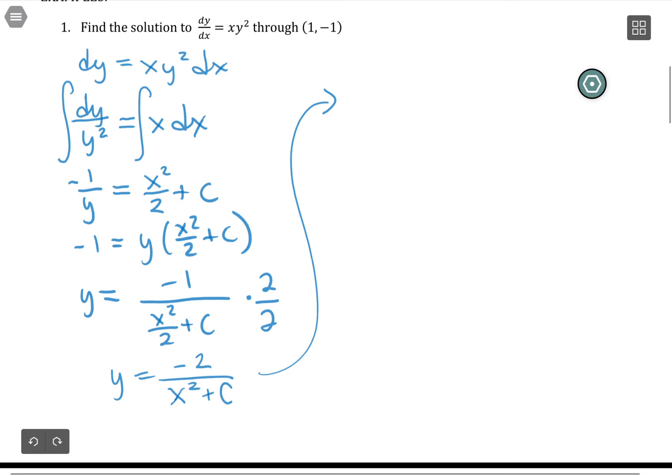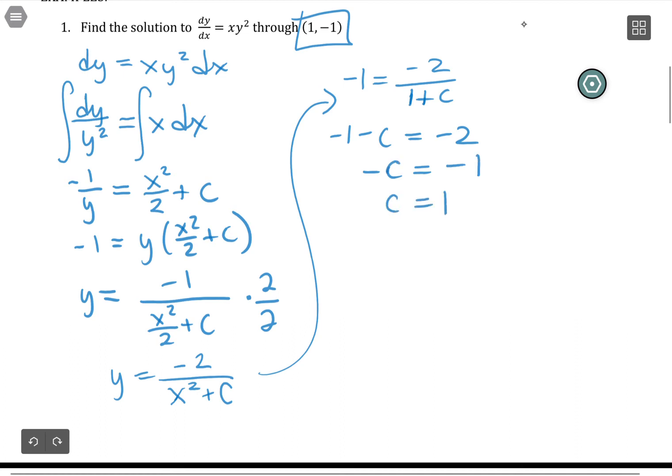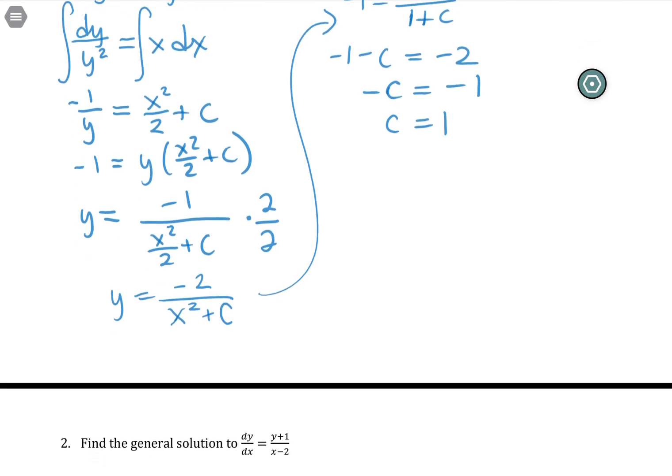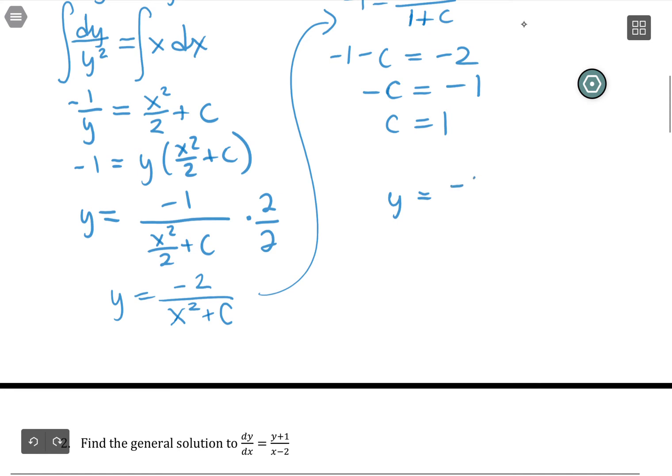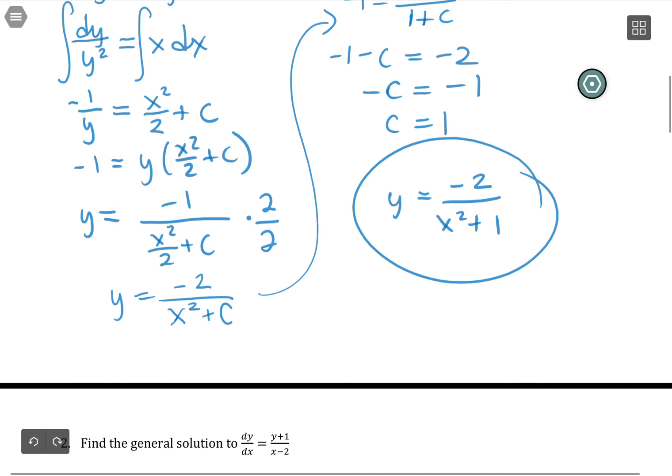I'm not quite done because I was actually given a specific condition, so I'm looking for a specific solution. So I'm going to go ahead and plug in -1, 1. And I'm going to solve for c, so I'll start by multiplying both sides by 1 plus c. And then I'm going to add 1 to both sides. And then I'm going to divide by -1, and there's my value of my constant. So when I'm all done, I'll get y equals -2 over x squared plus 1. And that is the solution to my differential equation.